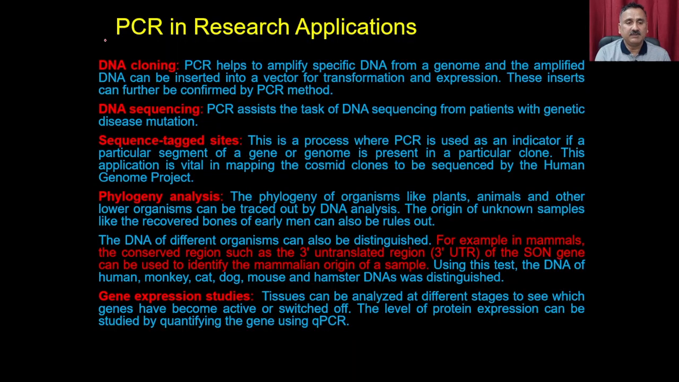Then we can also use PCR in research applications. PCR can be used for DNA cloning, for sequencing, for sequence tag sites, for phylogenetic analysis, and for gene expression analysis. In phylogenetic analysis, you take the relationship between different types of organisms. So, this is all about the application of PCR.